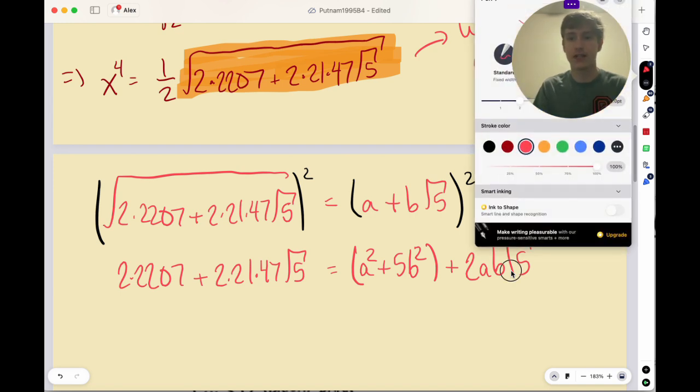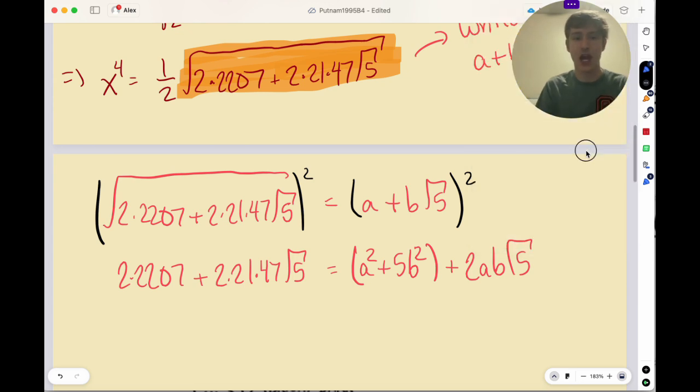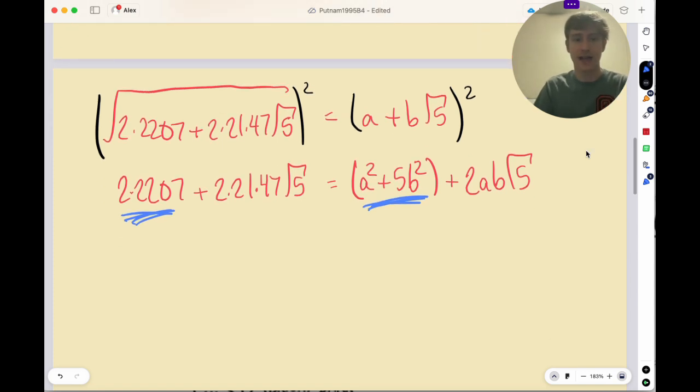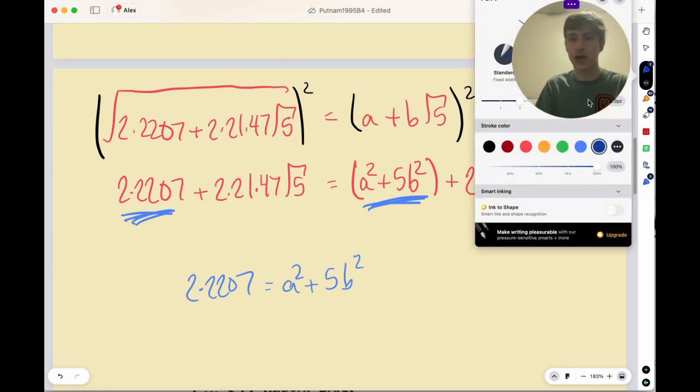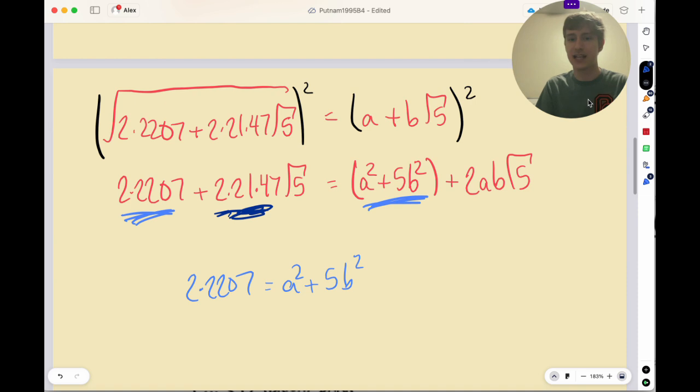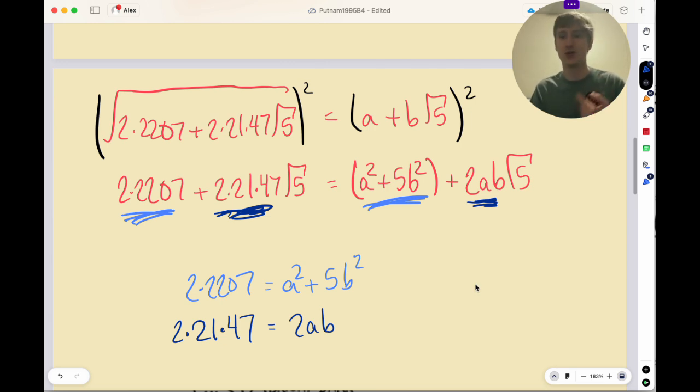Now, in order for these numbers to equal each other, we must have that the non-root 5 part of the number equals the non-root 5 part of this number, which means that we have to have 2 times 2207 equal a squared plus 5b squared. And also we have to have that the root 5 part of the number has to equal the root 5 part of this number. So we have to have that 2 times 21 times 47 must equal 2ab. Now you might see why I left the 2's there. Maybe you were wondering about that. Because this system has to have a solution where a and b are both integers. So we can go ahead and cancel out the 2's on both sides.